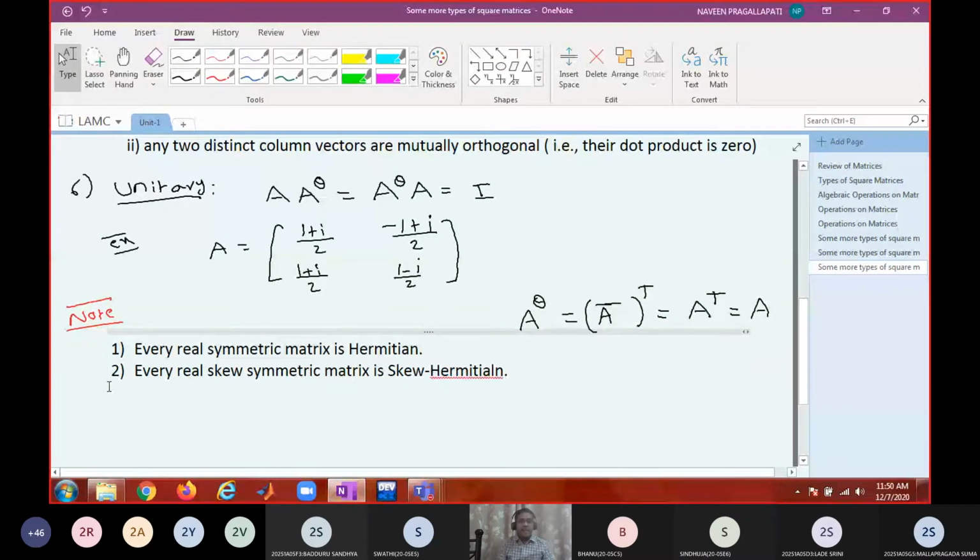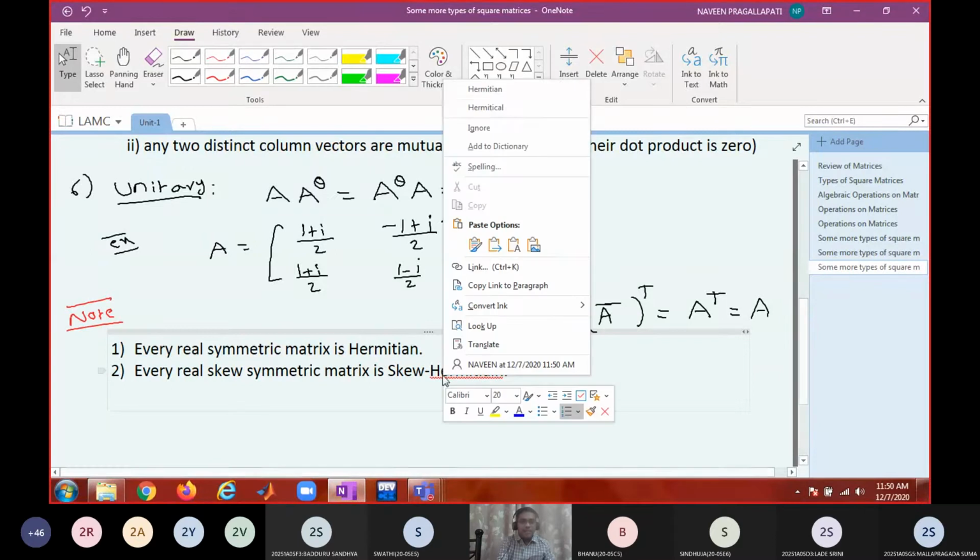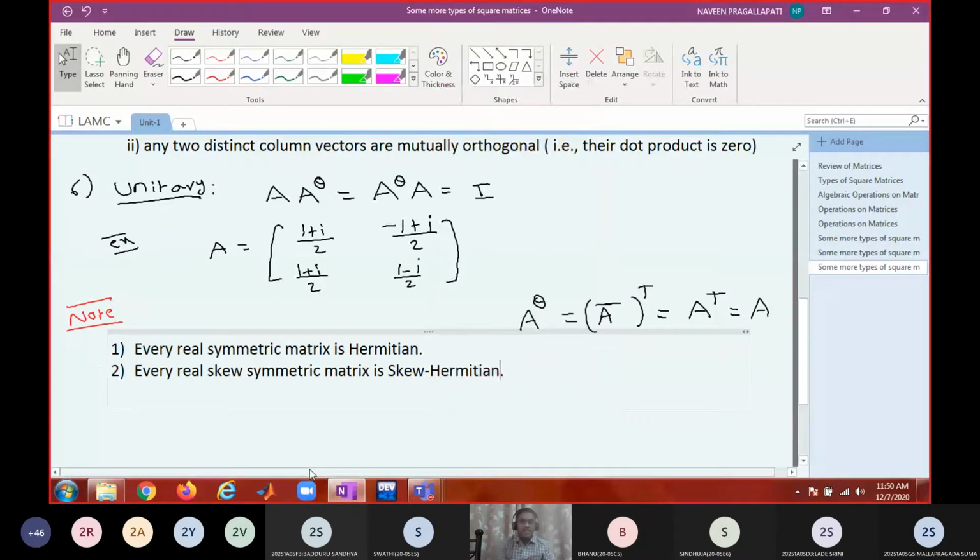Okay, because for a skew Hermitian, A^θ must be equal to minus A. Now if you observe here, A^θ equals A bar transpose, and A bar is A because it is a real matrix. And A transpose equals what? Minus A, because I am assuming that A is skew symmetric. So A^θ equal to minus A means that is called skew Hermitian. Therefore, every real skew symmetric matrix is skew Hermitian.